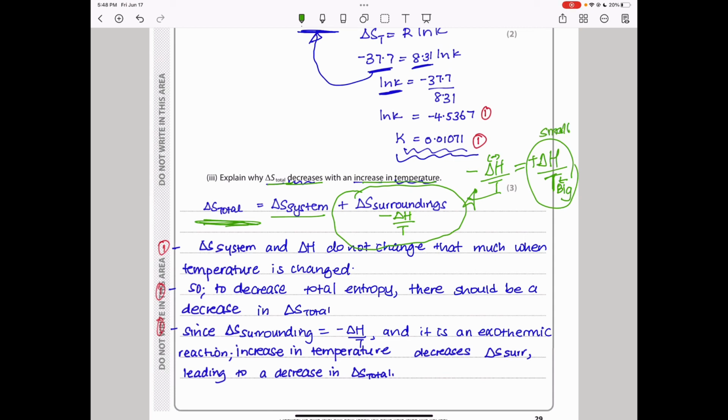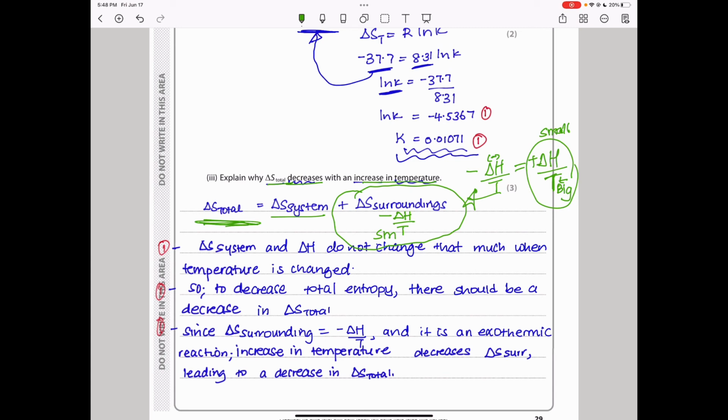And now you have a small thing that you're adding to the ΔS system. Since the ΔS system will remain unchanged, it means the ΔS total is going to decrease. So here I say the ΔS system and the ΔH do not change that much when temperature is changed, of course. So there should be a decrease in the ΔS total.